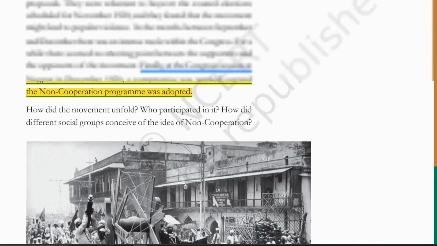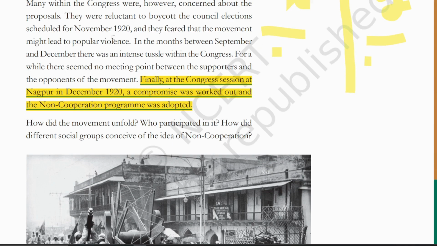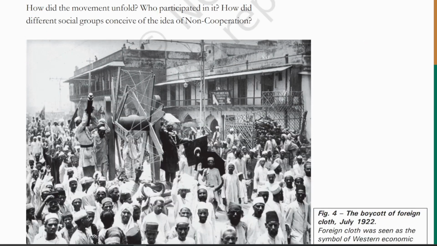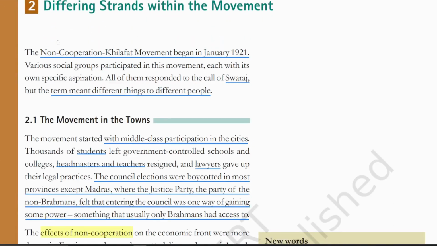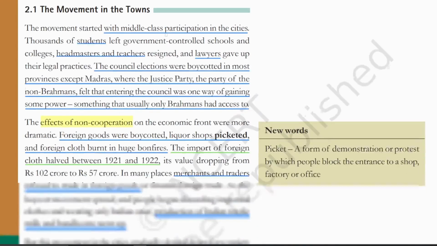Also in this chapter, there is a map. The map is about Chauri Chaura, Champaran, Nagpur, Dandi, Madras, Calcutta, Ahmedabad, and Amritsar. These they'll ask. So in this part, I told you, non-cooperation Khilafat movement. I don't think they'll ask the dates, but it's good if you know them.